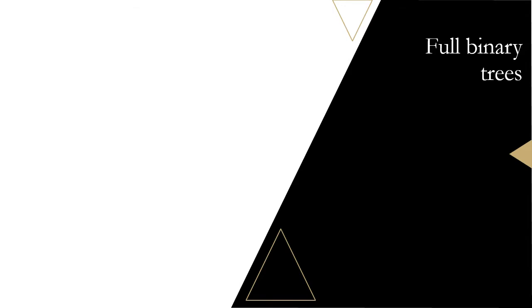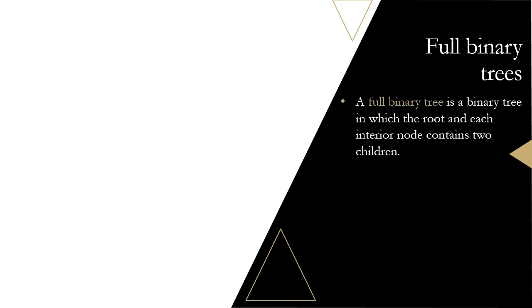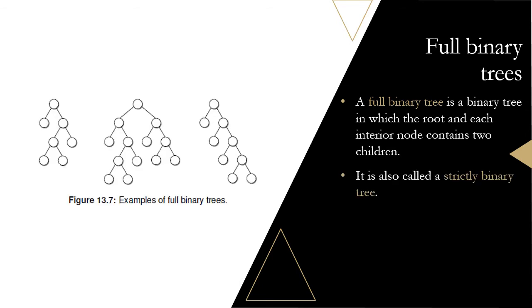Now I will talk about different kinds of binary trees. The first on my list is the full binary tree. A full binary tree is a binary tree in which the root and each interior node contains two children. This is also called a strictly binary tree. We use the acronym SBT for the strictly binary tree. I will mostly refer to it as the strictly binary tree. I believe that the name strictly binary conveys more information than the name full binary.